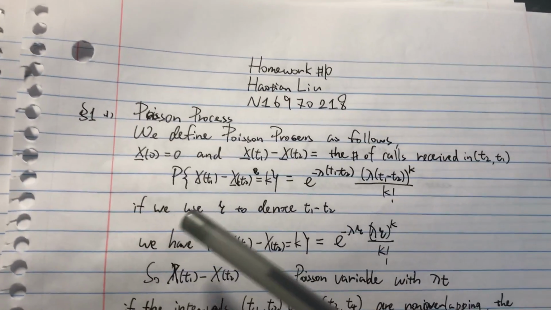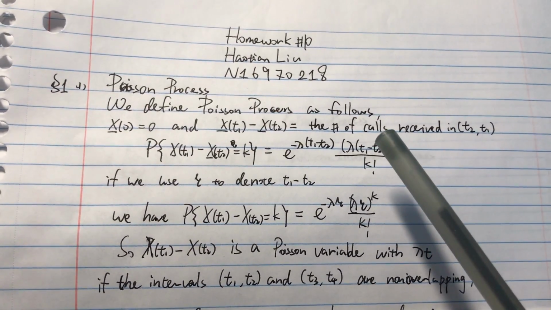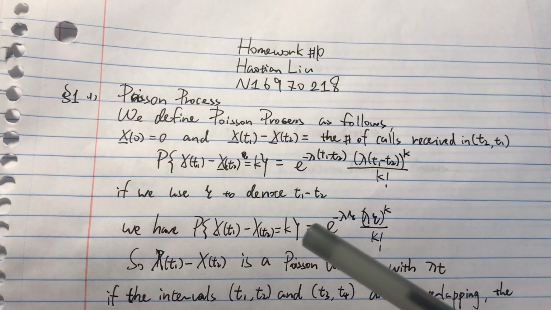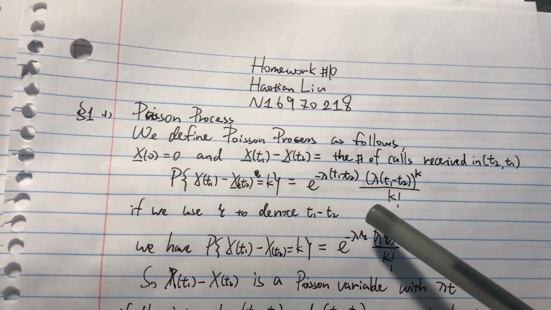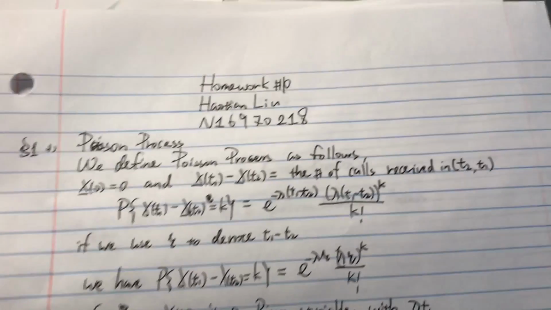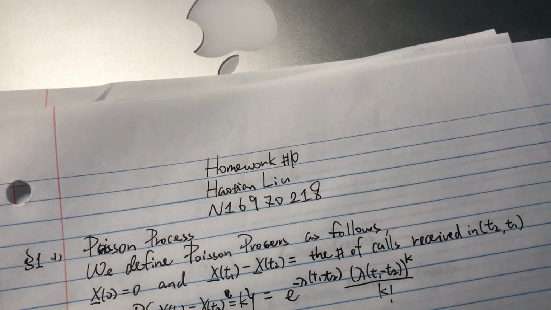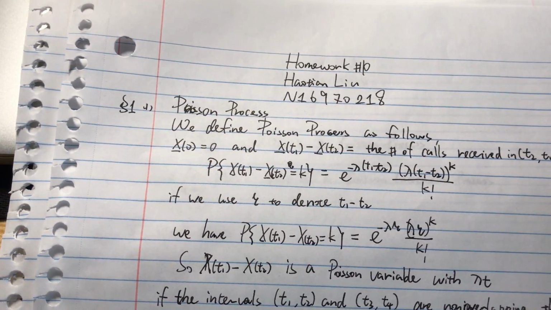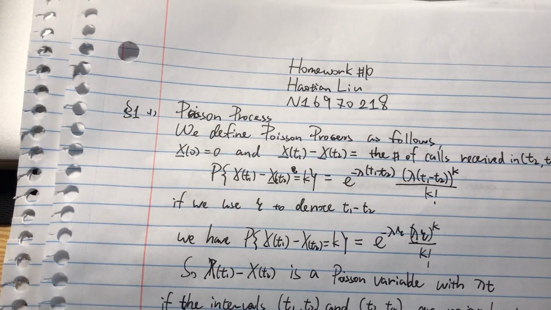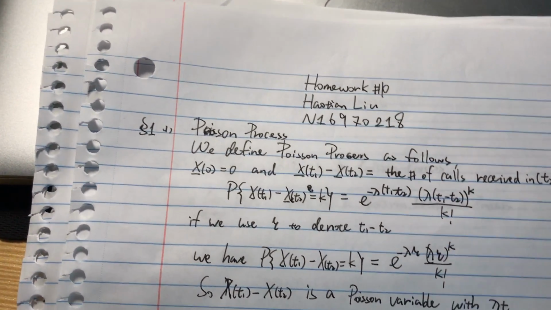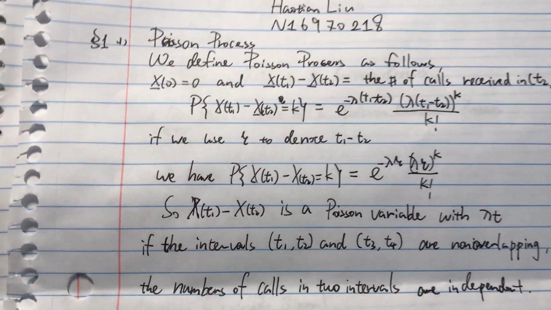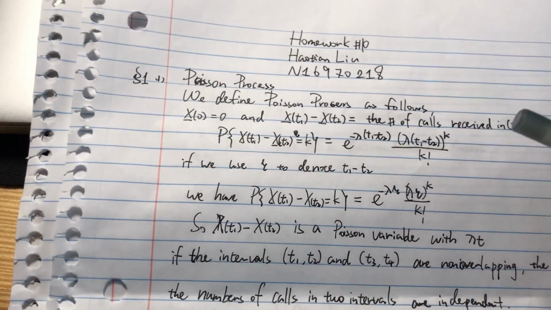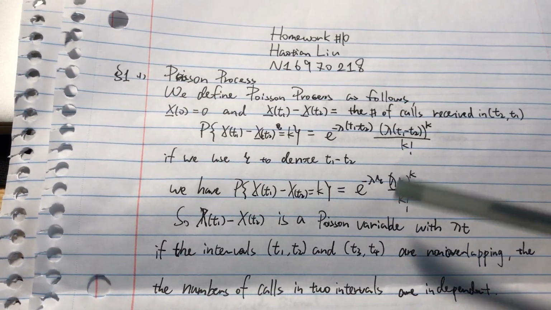So we should know the probability that the number of calls in this interval equals k is e to the minus lambda (t1 minus t2), times lambda times (t1 minus t2) to the k, over k factorial. And we use tau to denote the time interval, so we can rewrite the formula above in this form.